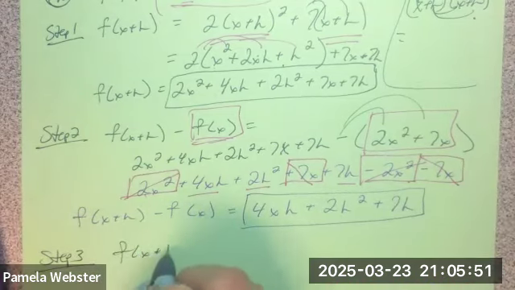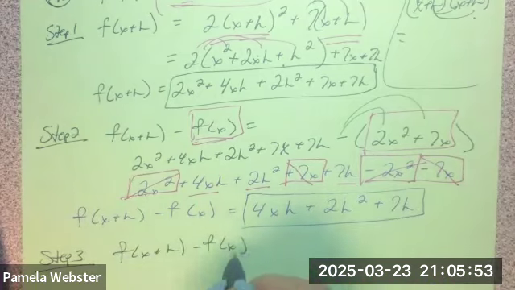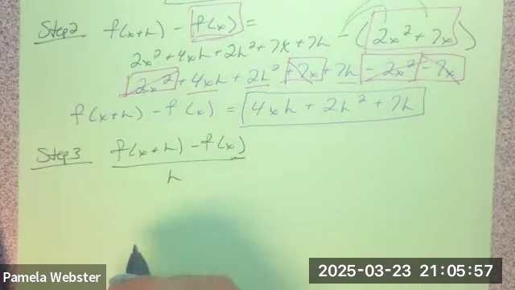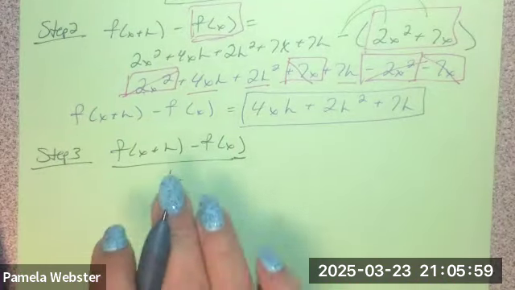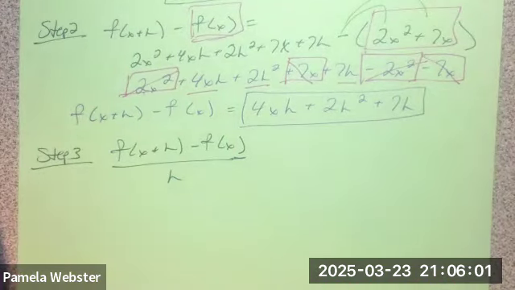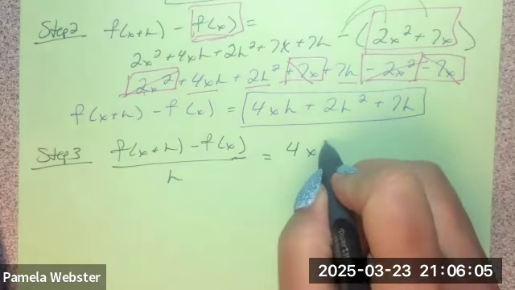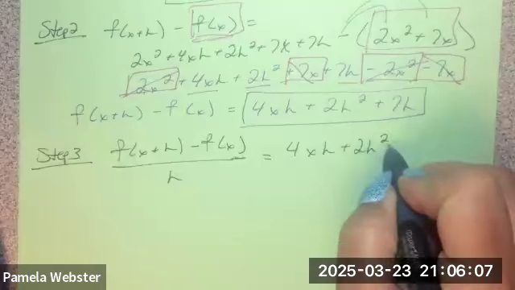All right, step 3. Take all that stuff you just did. We're going to copy it in a second and divide by h, right? That's literally step 3. It's in the definition. The definition is going to be somewhere on your formula sheet. You don't have to memorize it. I'm not trying to trick you. Okay.